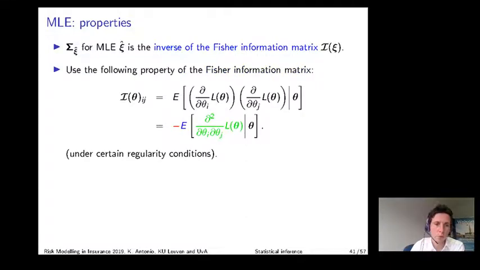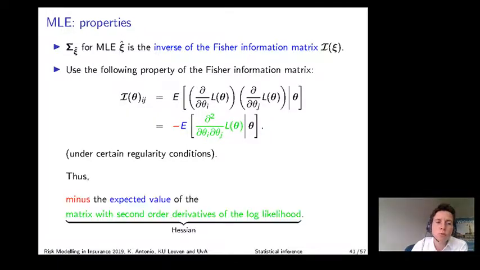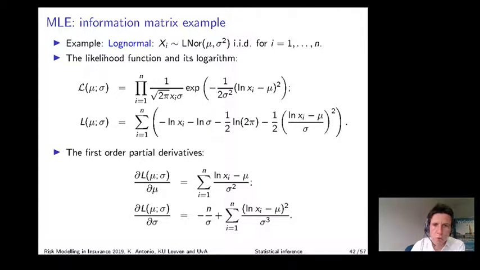Now, a convenient way to obtain an estimate of this matrix is by using the following property. The Fisher information matrix, you can obtain it as minus the expected value of the matrix with the second order derivatives of the log likelihood, and that holds under certain regularity conditions. This latter matrix, the matrix with the second order derivatives of the log likelihood, we also call the Hessian matrix.